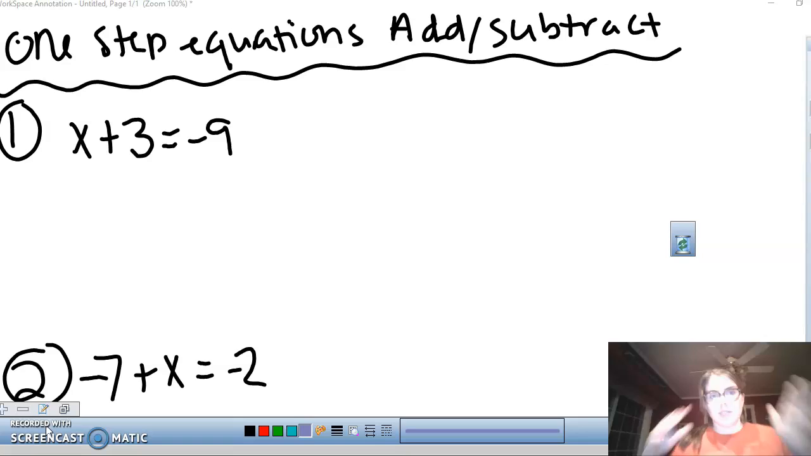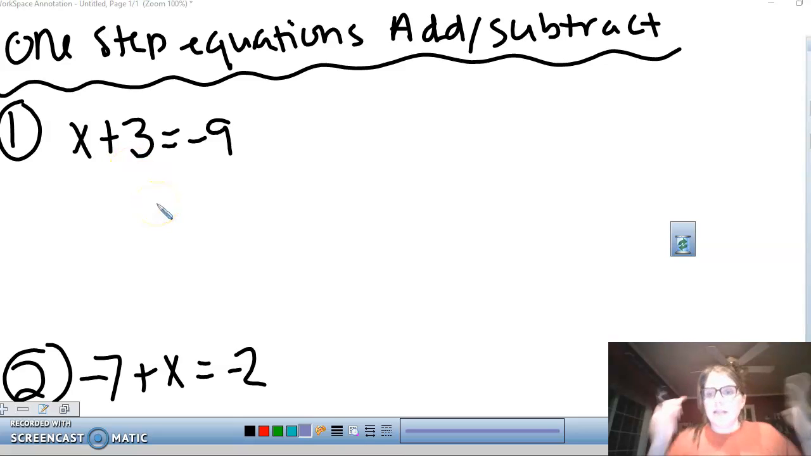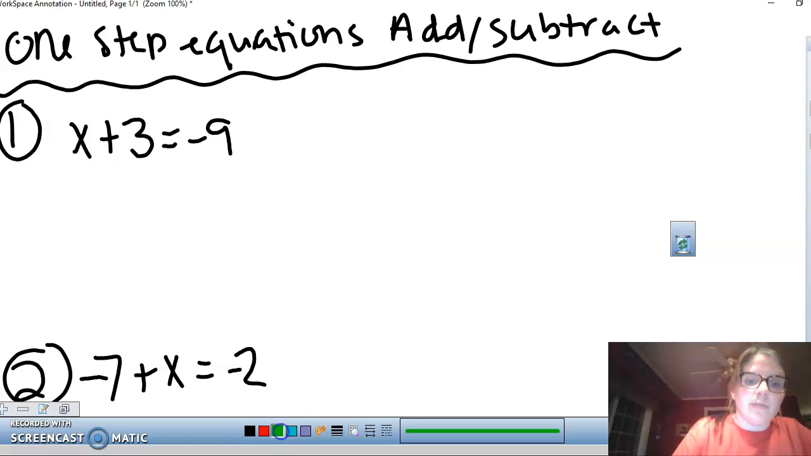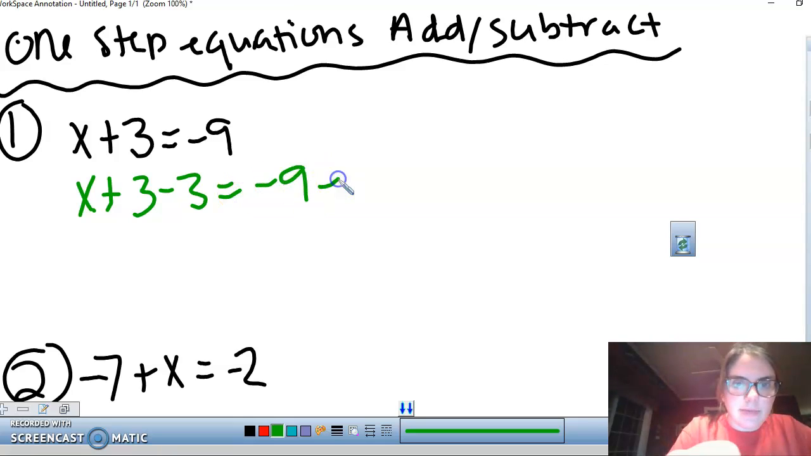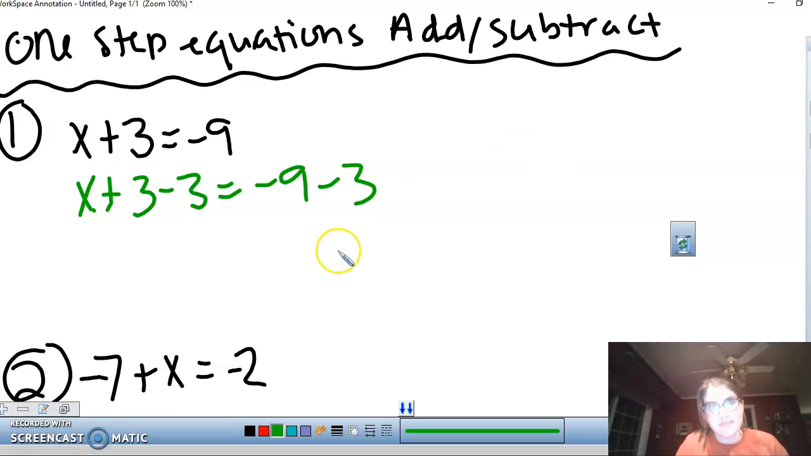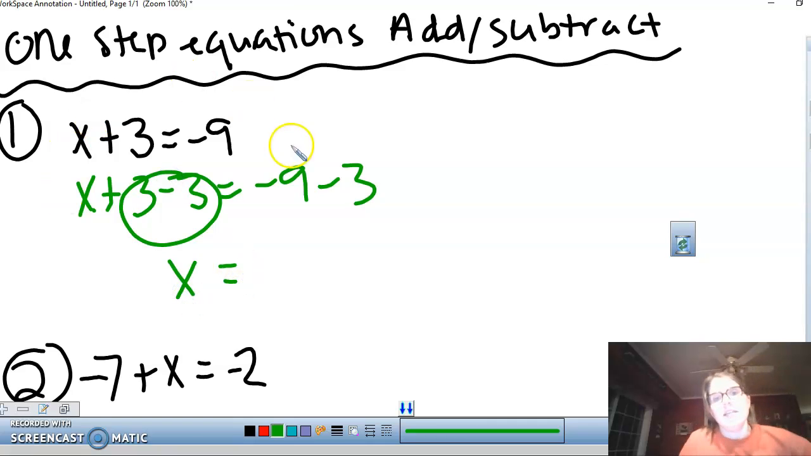So in order to get x by itself here, the opposite of adding, or the inverse operation of adding, would be subtracting. So I need to subtract 3 from both sides. So I'm going to have x plus 3 minus 3. Whatever I do to one side, I also have to do the other. So then I'm going to have negative 9 minus 3. Then 3 minus 3 right here is going to give me 0. So I'm going to have x left on this side equals negative 9 plus negative 3.